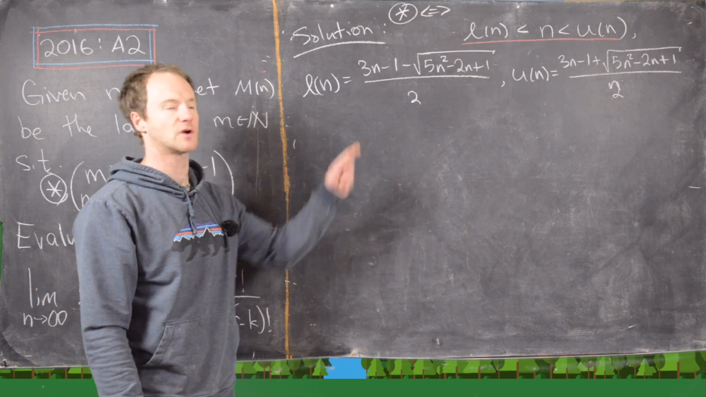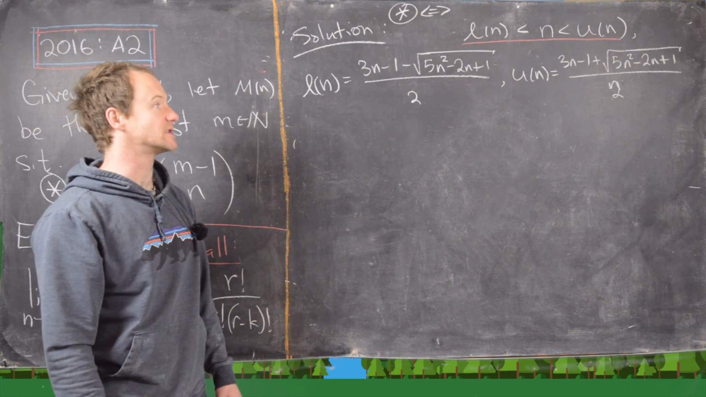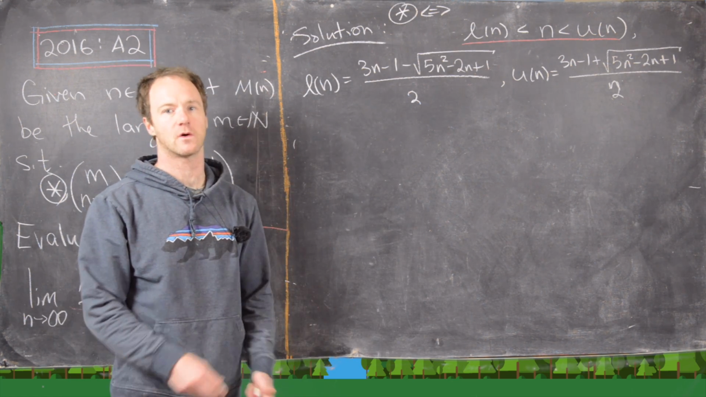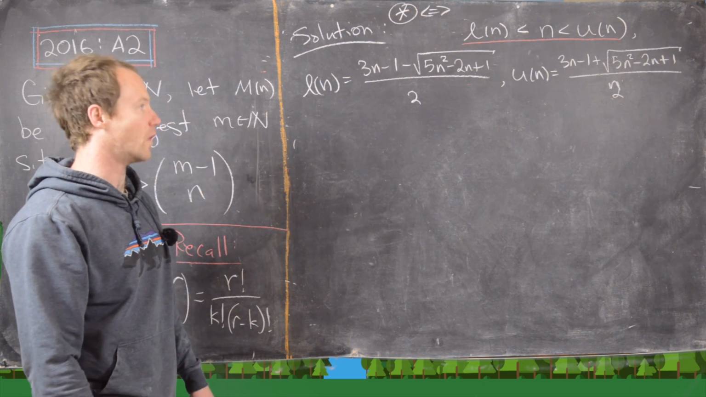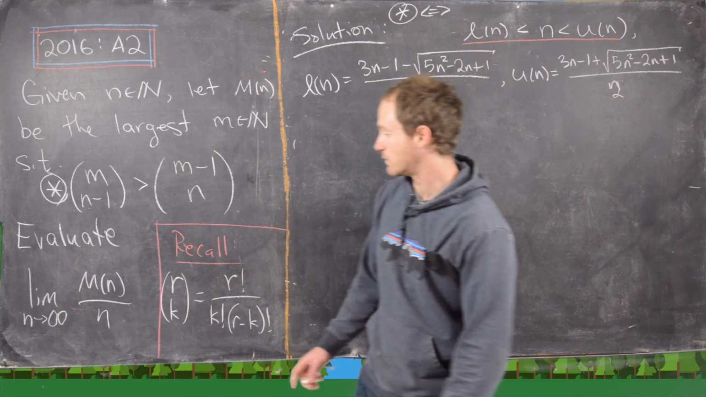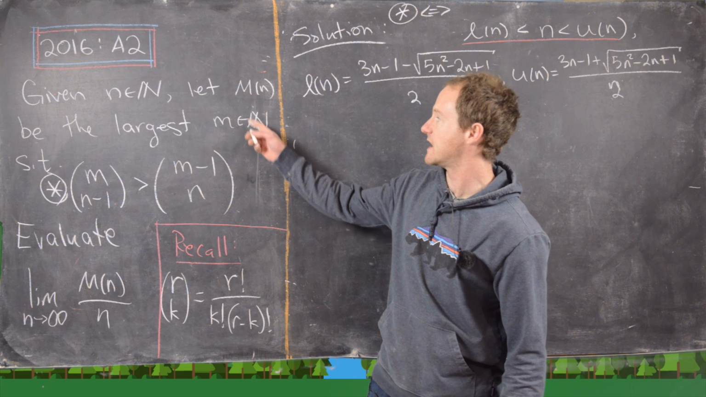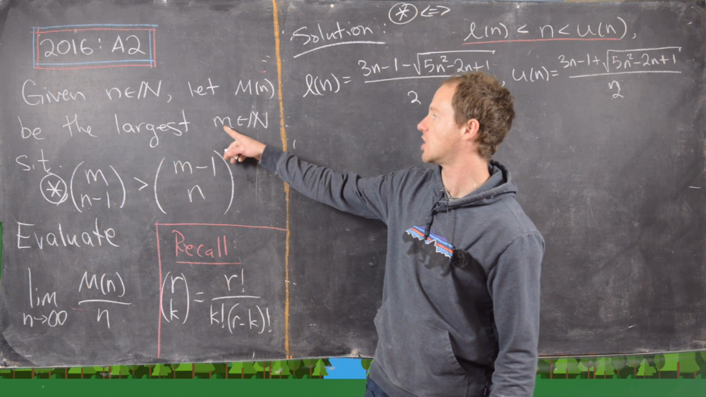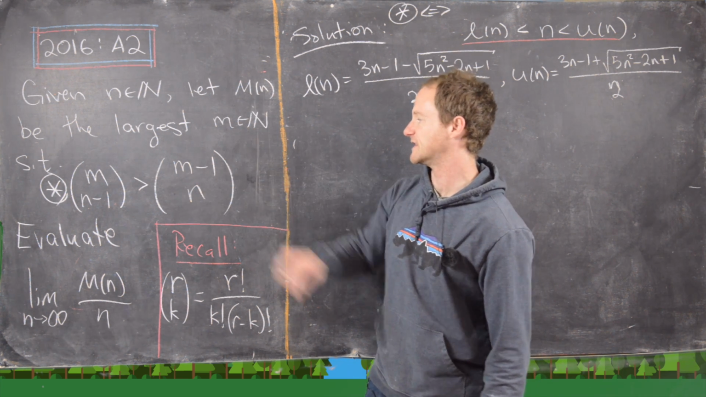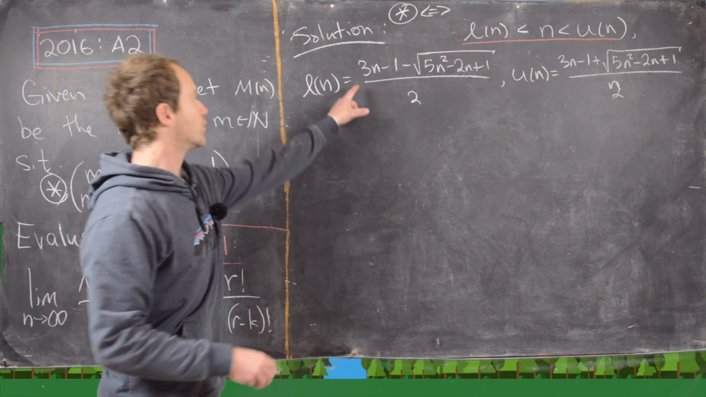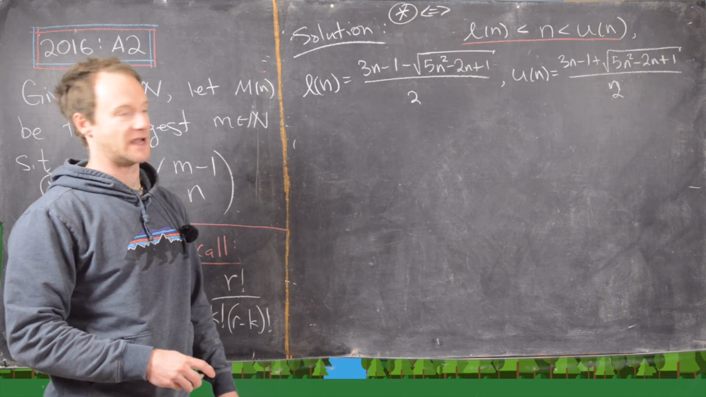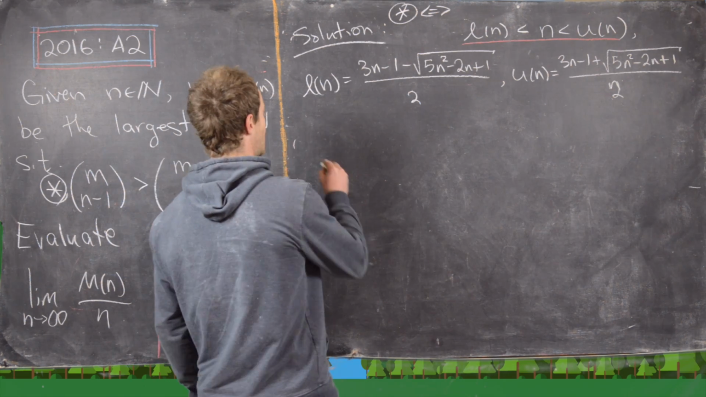Okay, so on the last board, we checked some really subtle details to make sure that everything is in order and everything's okay, and it was. So now, the next thing we want to do is use this fact right here. M of n is the largest m such that this is true, which means we don't really need this lower bound anymore. What we need is the following.